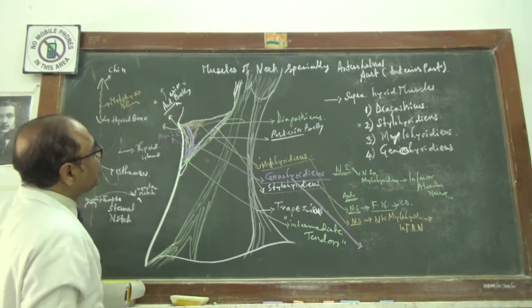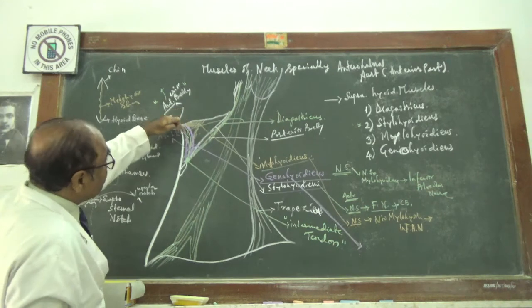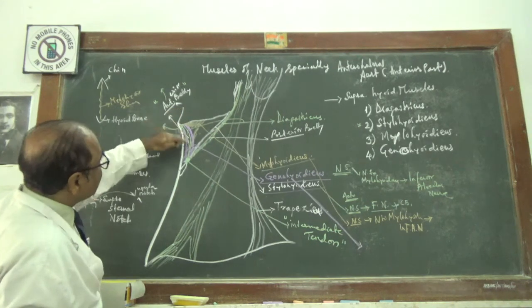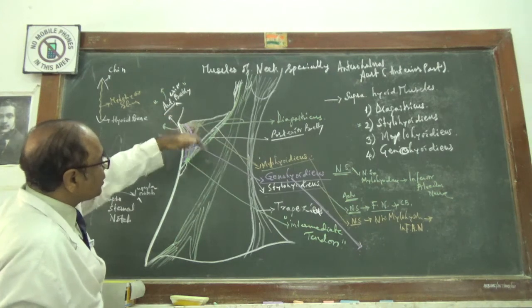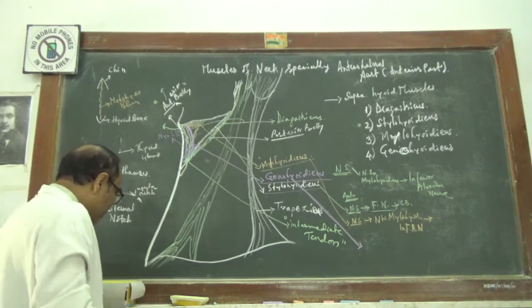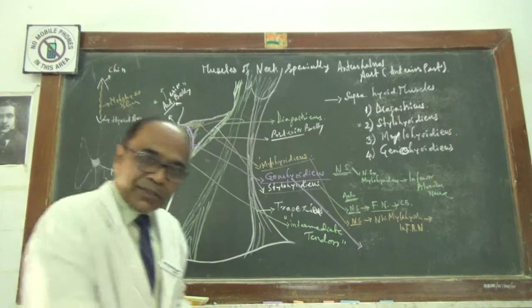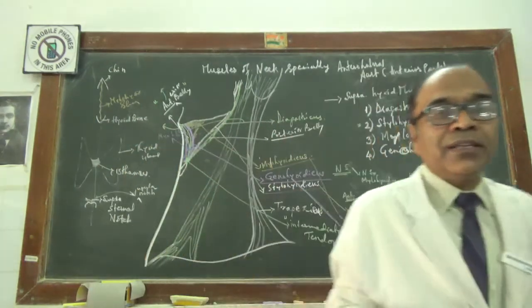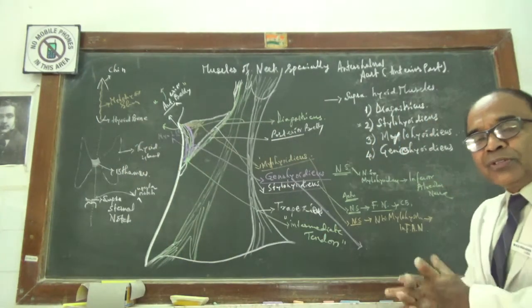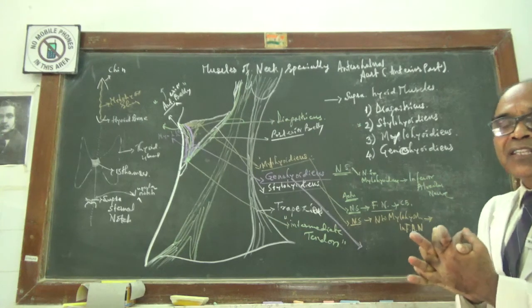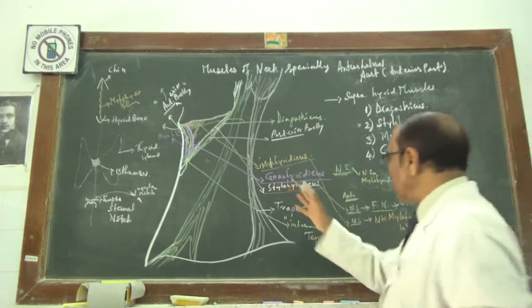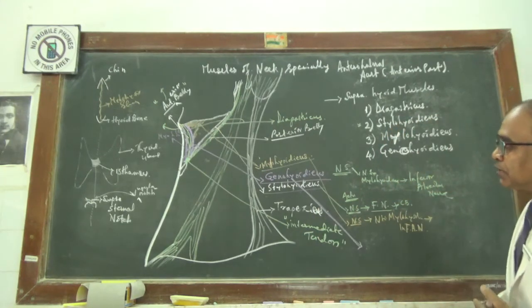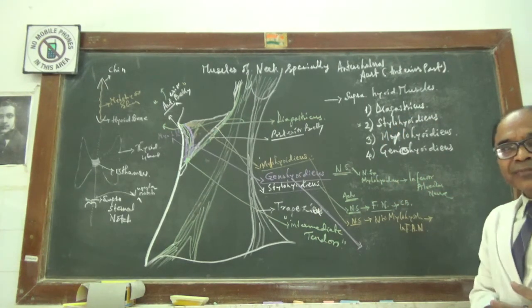Superficially it is related to the anterior belly of the digastric, and deeply it is related to the mylohyoideus, nerve to the mylohyoideus, artery to the mylohyoideus, as well as the vein of the mylohyoid and the contents of the mylohyoid triangle. So that will be the relations of the geniohyoideus.